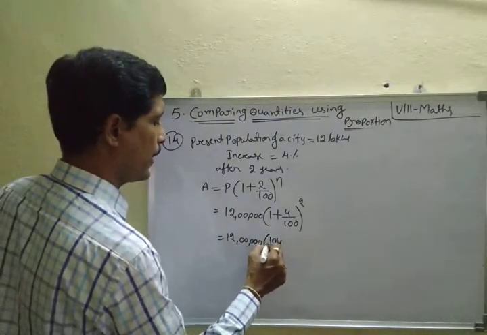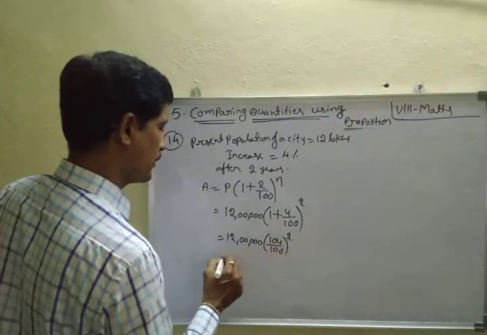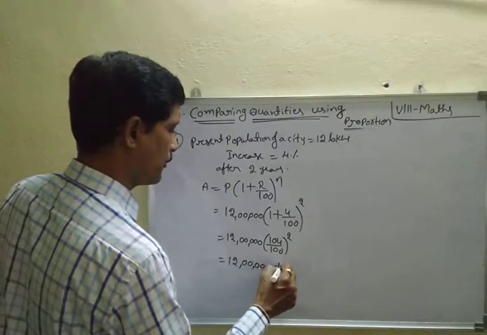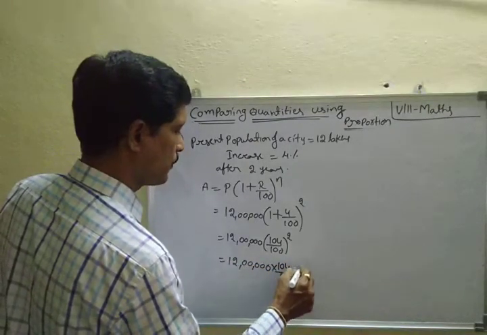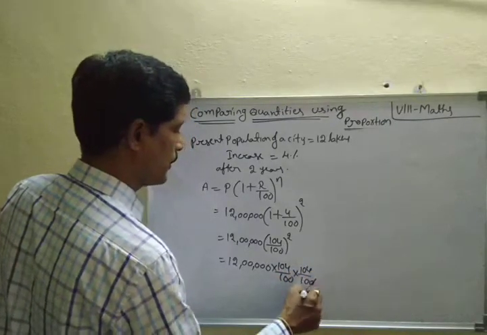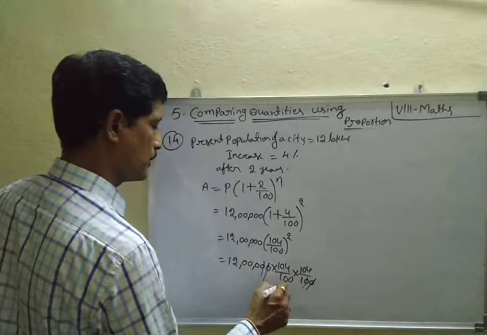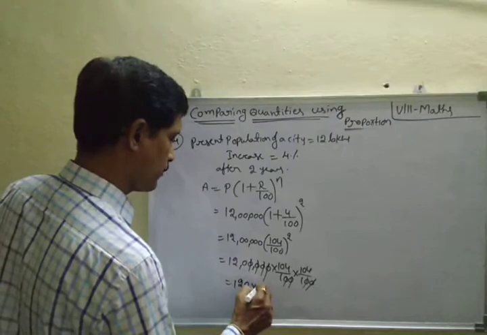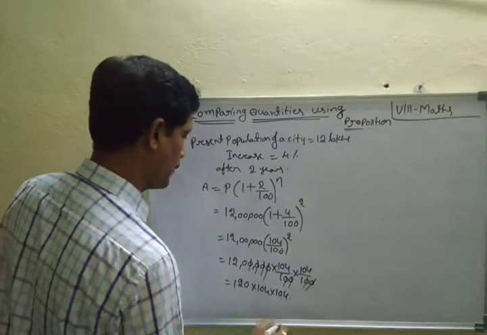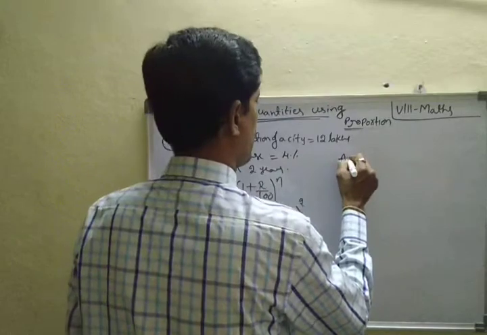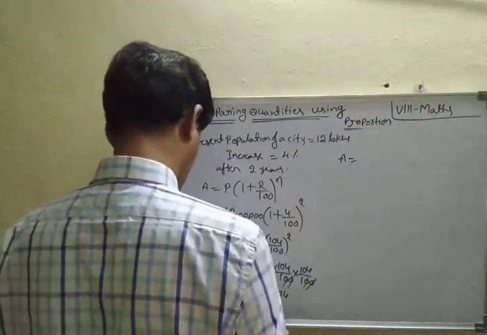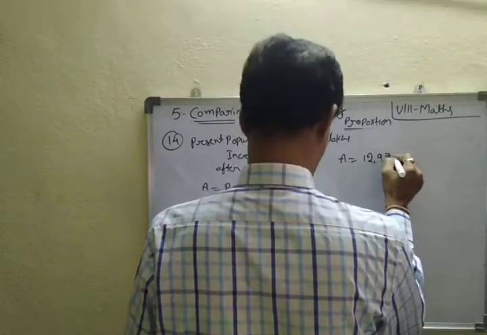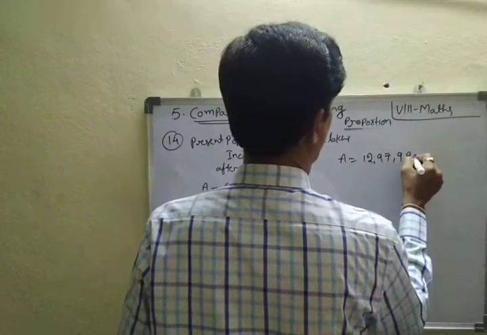Here 104 by 100 whole square times 12,00,000. That is 104 by 100 into 104 by 100. Here cancel, cancel, cancel, cancel. That gives 120 into 104 into 104. Therefore, the amount in total you get 12 lakhs 97,920.